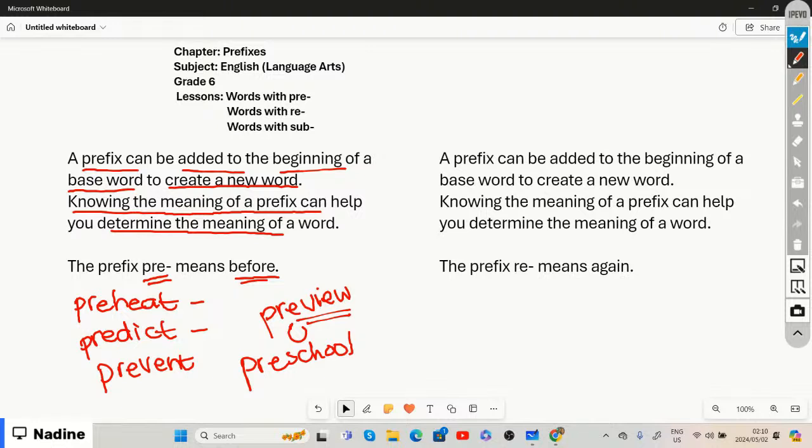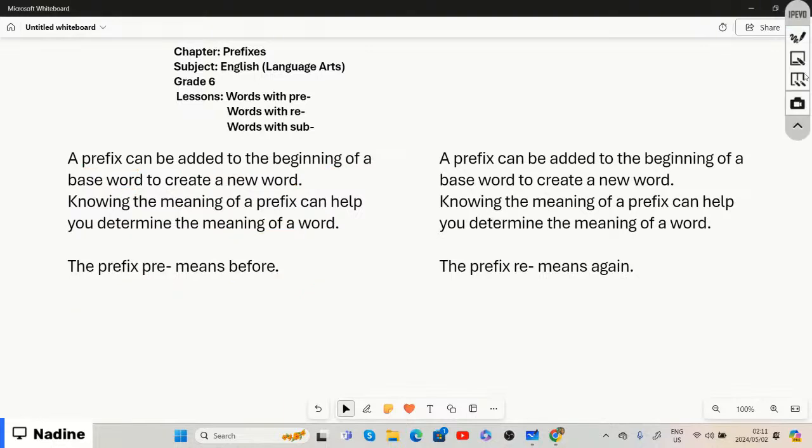And then a prefix can be added to the beginning of a word to create a new word. It's the same here with the word pre. Heat can stand on its own. School can stand on its own. View can stand on its own. So now we put the word pre in front of that word in order to create a new word. So knowing the meaning of a prefix can help you to determine the meaning of the word.